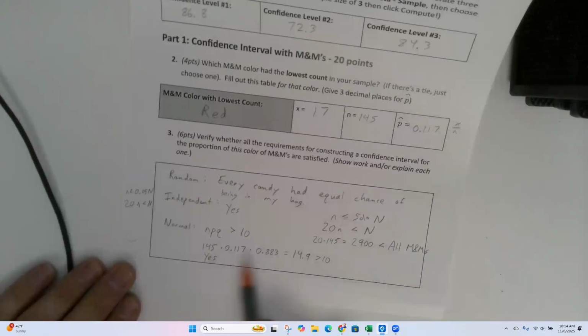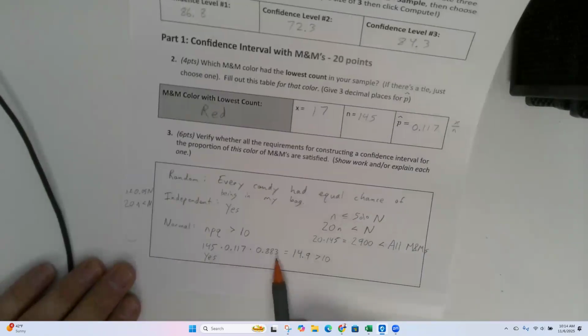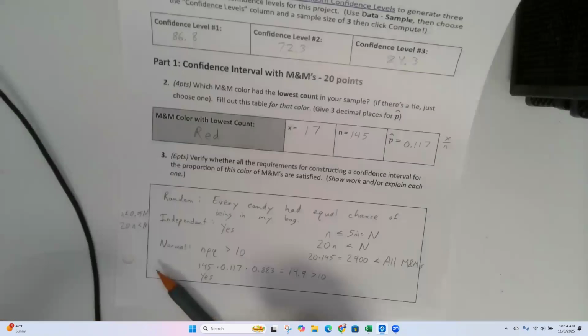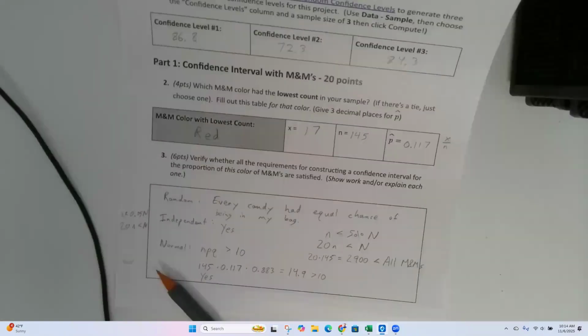Now, if you did this and you got a number that was less than 10, then your answer here would be no. So did anyone get a no for their normal check here?